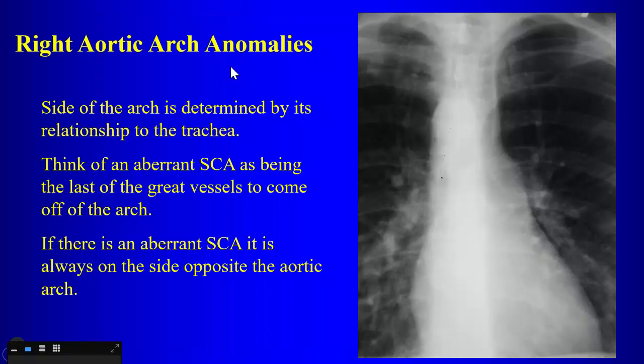Okay. So right aortic arch. What are the things we need to know? The side of the arch, an easy way to think about this, is determined by its relationship to the trachea. Where is the arch relative to the trachea? That tells you, is it a right arch or a left arch? Find the arch, is it to the right or to the left of the trachea? If it's to the right, then it's a right arch. Think of an aberrant subclavian artery as being the last of the great vessels to come off the arch. The aberrant subclavian is always the last vessel, right? If there is an aberrant subclavian, it's usually on the side opposite the arch. So if you have a right arch, you can have an aberrant left. If you have a left arch, you can have an aberrant right. So it's usually opposite the arch.